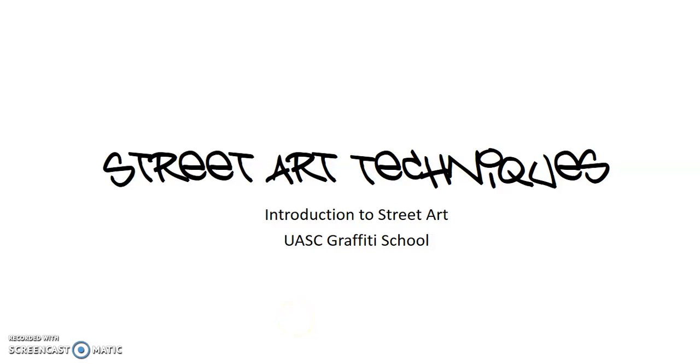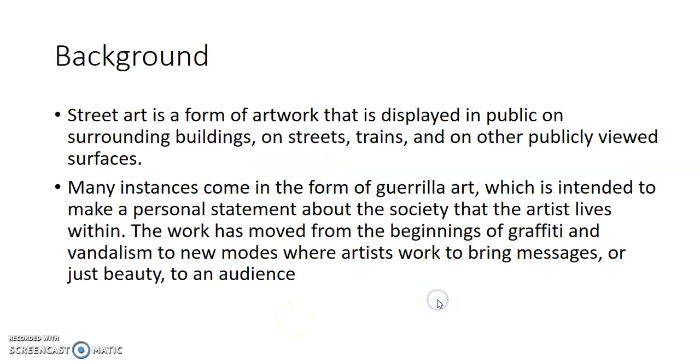All right, I want to look at some of the techniques used for street art. And the background of street art then is the definition of street art. It's a form of artwork that's displayed in public, on buildings, on streets, on trains, and publicly viewed surfaces. And a lot of them come in the form of guerrilla art, and that's sort of a different lesson. And guerrilla art's more conceptual. But the idea is that it's intended to make a personal statement about the society that the artist lives within.